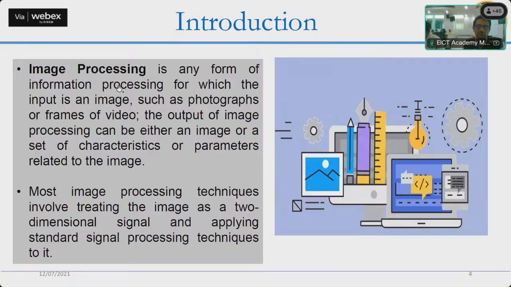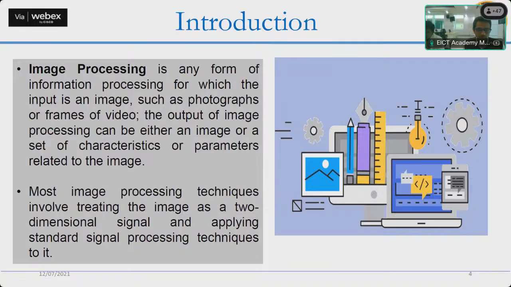Now, coming to the part, image processing. It is two parts: image is there, and processing. Image processing is basically a form of information processing where the input is an image. What type of image? What you are seeing on this slide, basically the photographs or frames of video. What is the difference between video and photograph? Video is basically a sequence of many photographs. So that is basically the input: a photograph or frames of video.